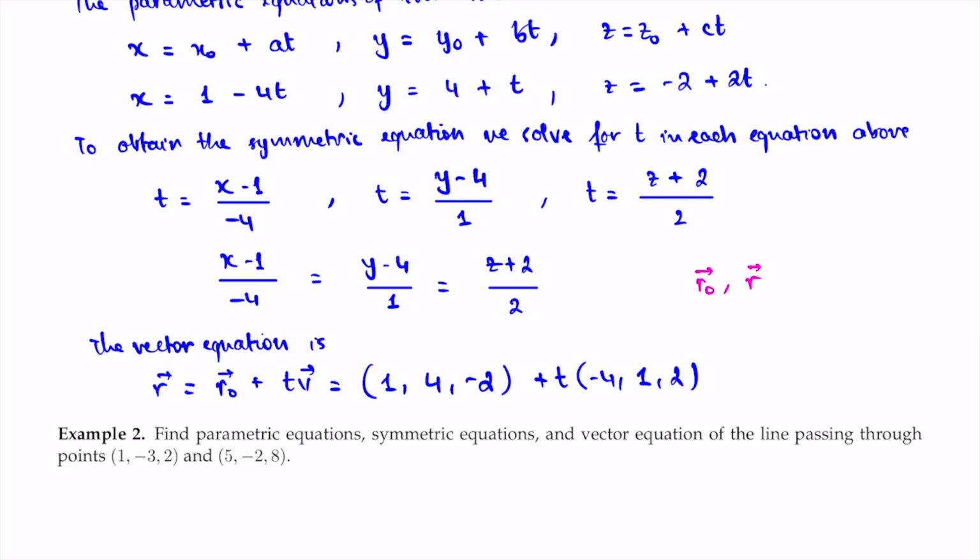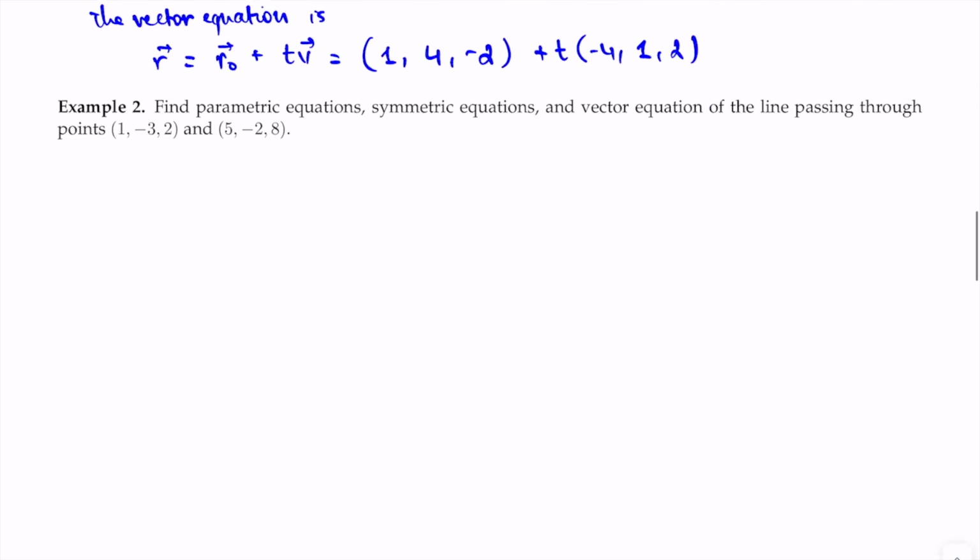So that's it for this example. In this example, again, we try to obtain equations of the line in 3 different forms: parametric equations, symmetric equations, and vector equation form. Now we're going to do the same thing for the next example. We also consider 2 different points, (1, -3, 2) and (5, -2, 8), and these 2 points are on the line that we're looking for. So the first thing we need to do is to determine the direction vector.